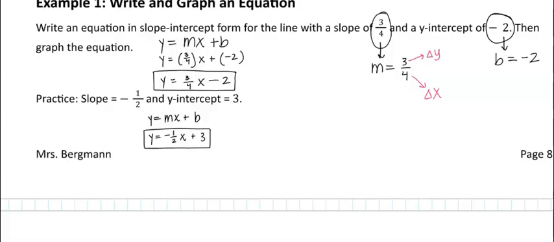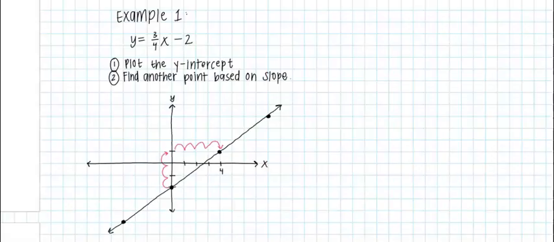Now, not only do we want to write the equation in slope-intercept form, but we also want to graph it. Remember, when you go to make your graph, the slope is telling you the change in y over the change in x. So let's take a look at what that is going to look like on a coordinate plane. If you're trying to graph y equals 3/4 x minus 2, the first step is to plot the y-intercept of -2. So on the y-axis, put a point on the -2.